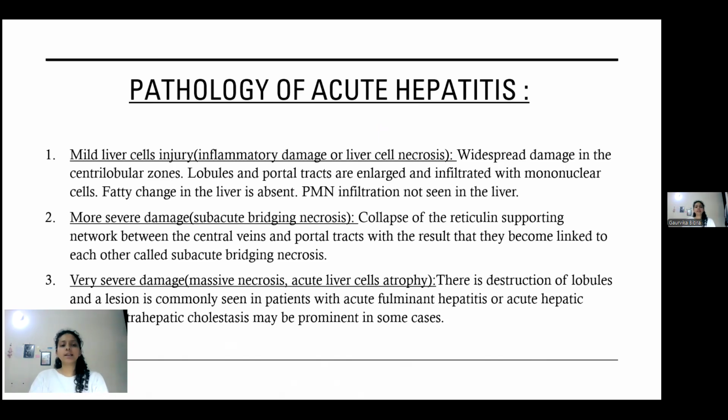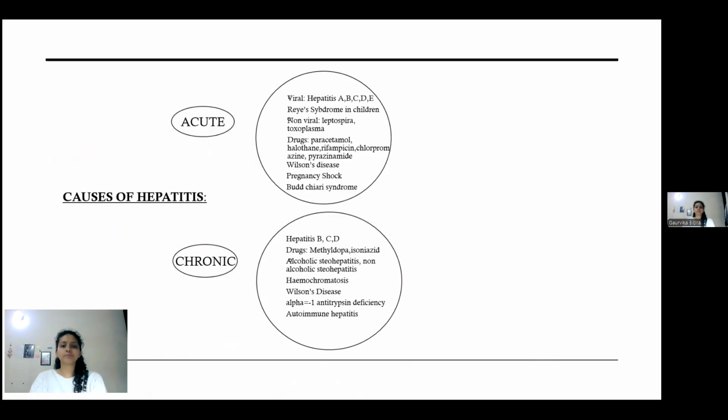Pathology: mild liver cell injury, more severe damage, or very severe damage. Inflammatory damage or liver cell necrosis, with widespread damage in the centrilobular zones; lobules and portal tracts are enlarged and infiltrated with mononuclear cells; fatty change in the liver is absent, and PMN infiltration is not seen. In subacute bridging necrosis or more severe damage, there is collapse of the reticulin supporting network between the central veins and portal tracts, with the result that they become linked to each other. Very severe damage or massive necrosis, acute liver cell atrophy: there is destruction of lobules, and the lesion is commonly seen in patients with acute fulminant hepatitis or acute hepatic failure. Intrahepatic cholestasis may be prominent in some cases.